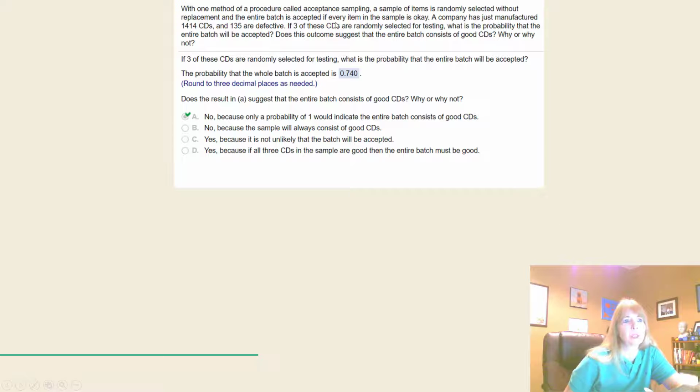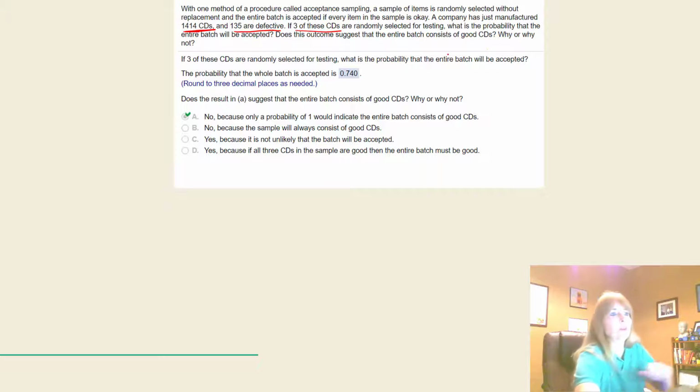All right, so if I had something that wasn't in a table, kind of words like this, it says with one method of a procedure called acceptance sampling, randomly selected without replacement, an entire batch is accepted if every item in the sample is okay. A company just manufactured, so there's my total, 14 CDs, 135 are defective. If 3 of these are randomly selected for testing, what's the probability the entire batch will be accepted?